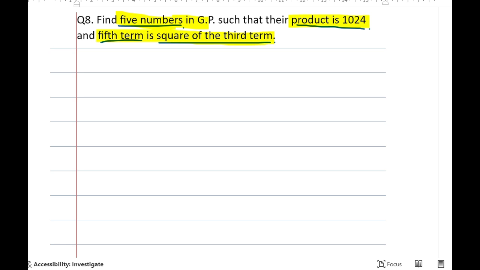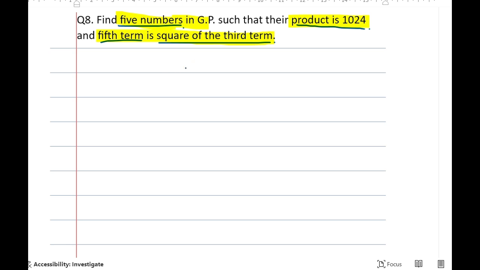Okay, so that's a very small question, but in case some questions are very lengthy or huge, what you can do is underline the important parts that you feel are necessary to be kept in mind and then move ahead. Okay, now 5 terms in GP, how will we take? We'll take it like the previous one. Since there is no requirement of just odd terms, we'll take them very nicely.